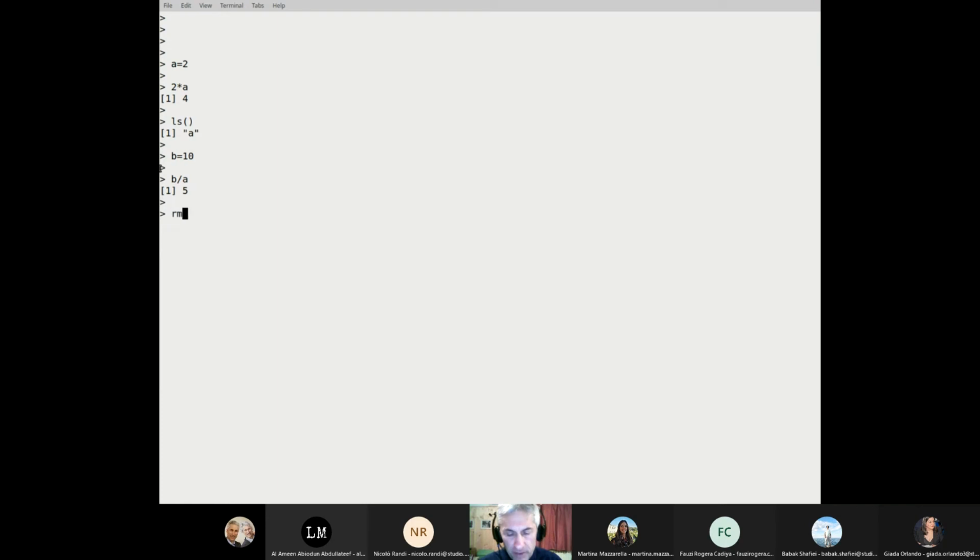You can remove variables by writing rm a. And then if you write a, there is object a not found. b is still there. If you write b, you get the value of 10. Okay, so we learned how to make computations, how to assign variables, how to use functions and find the help for them.